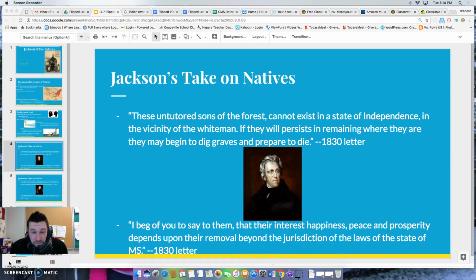So here we go. President Jackson wrote this in 1830 in a letter, and he said about the natives: These untutored sons of the forest cannot exist in a state of independence in the vicinity of the white man. If they will persist in remaining where they are, they may begin to dig their graves and prepare to die.